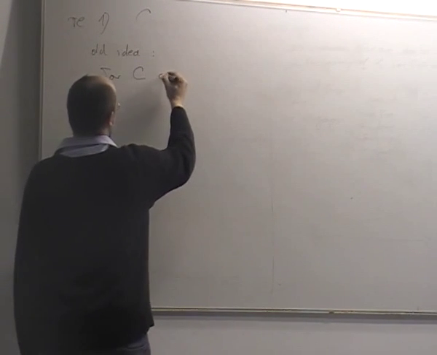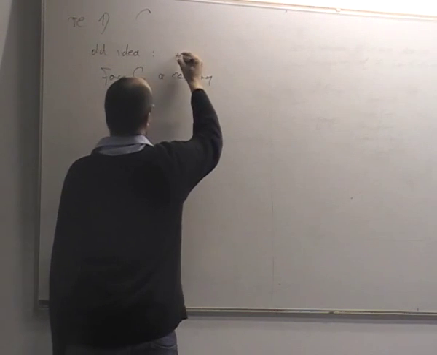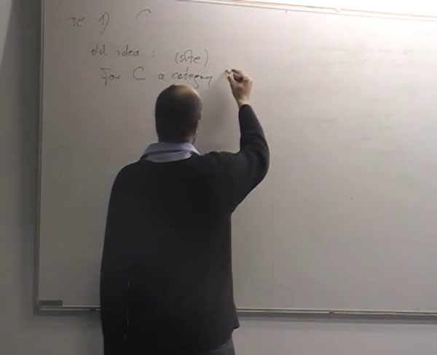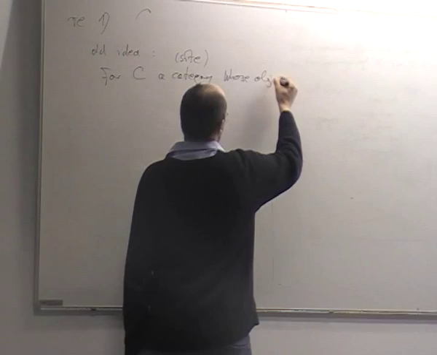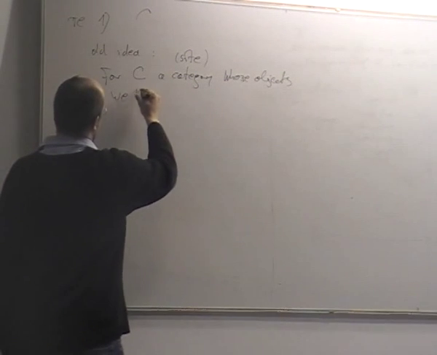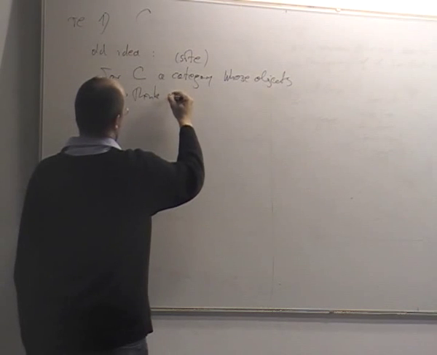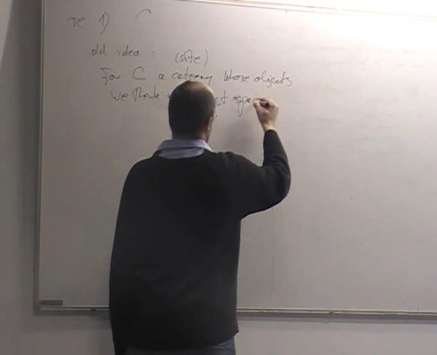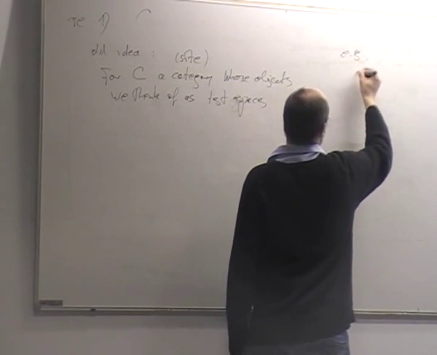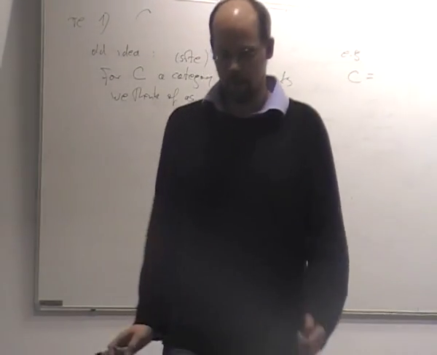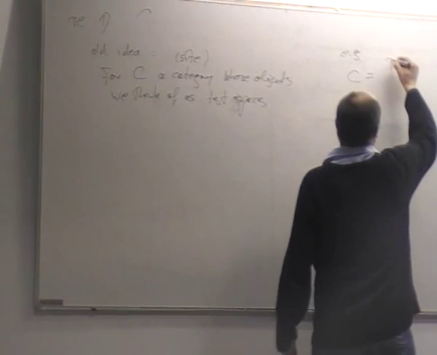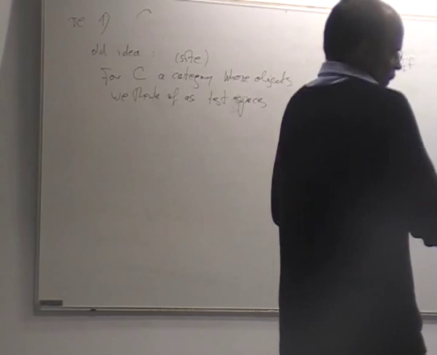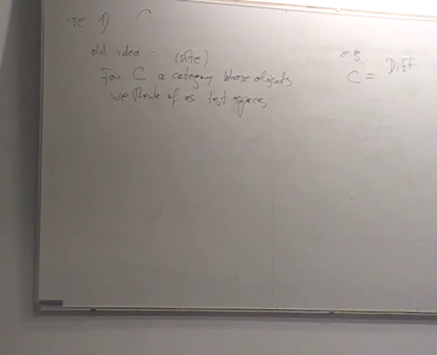For C a category, well, for those who know it, this will of course in a moment be a category with the structure of a site, but for the moment just a category whose objects we think of as test spaces. So for instance, take C to be the category of ordinary manifolds. It's called Diff when I'm writing it. Objects are smooth manifolds, morphisms are smooth maps. These are well-behaved smooth spaces that we have under control.